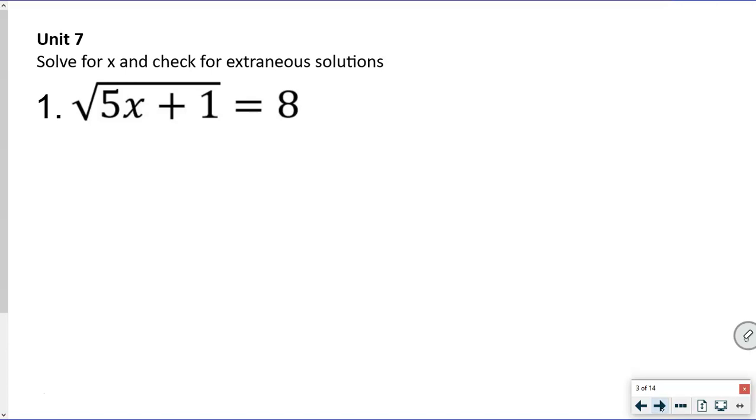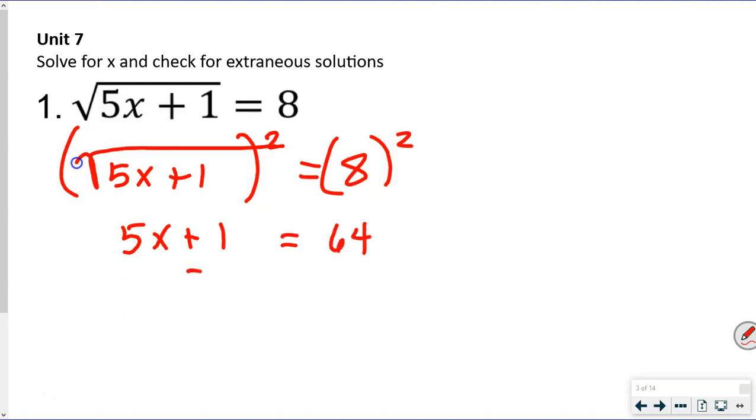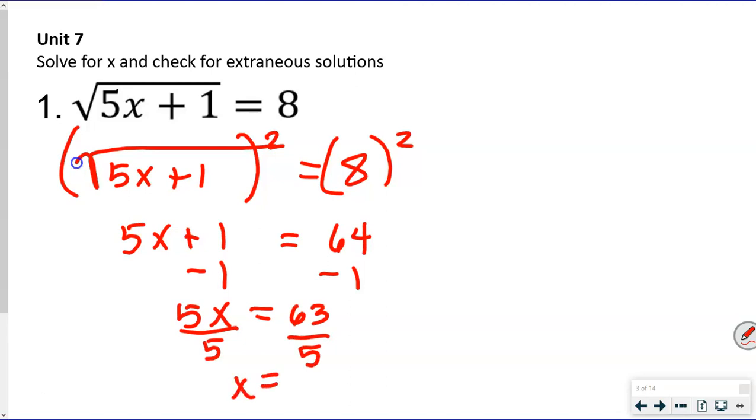Okay, so this says solve for x and check for extraneous solutions. So when I do this, I'm going to actually rewrite the equation. And I'm going to square both sides here, okay? Because that's how I get rid of a square root. So you're going to say I get rid of the square root by squaring both sides. And then I'm going to have 5x plus 1 over here, and that equals 64. Going to subtract 1 from both sides. That gives me 5x equals 63. And then I'm going to divide both sides by 5. So x is equal to 12.6.